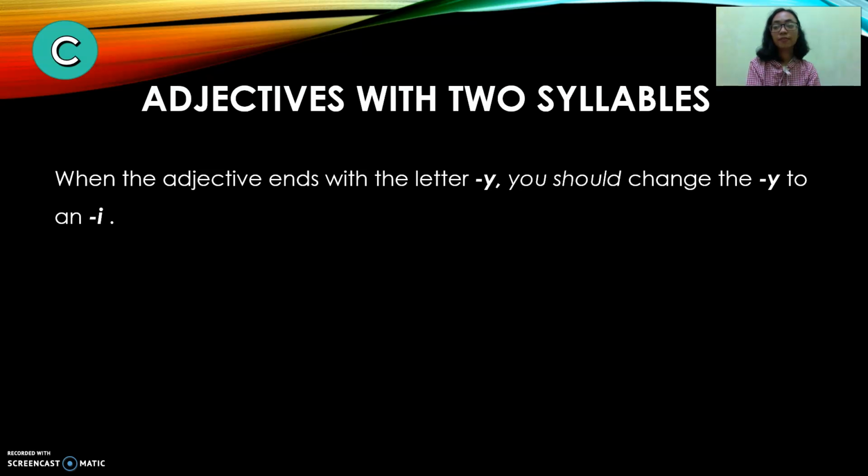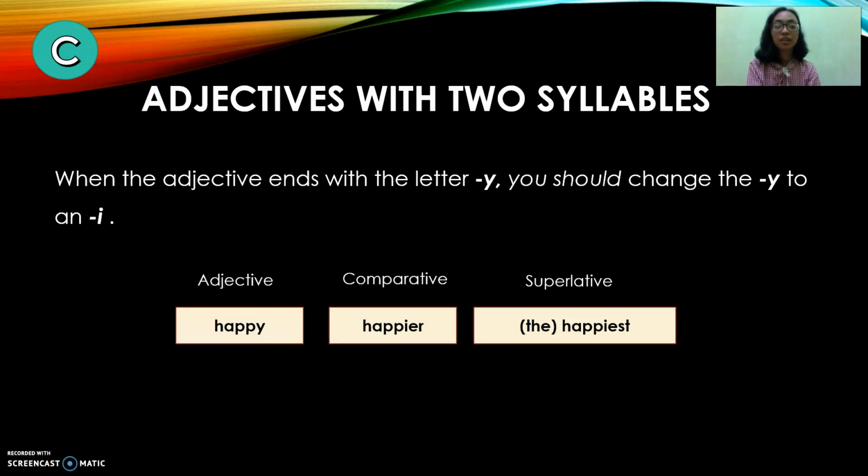When the adjective ends with the letter Y, you should change the Y to an I. For the example, happy. The comparative is happier and the superlative is the happiest. So you can see that the Y in the end of happy is changed to an I.